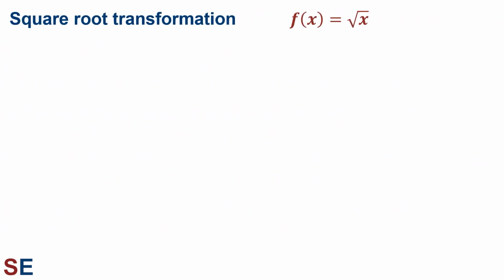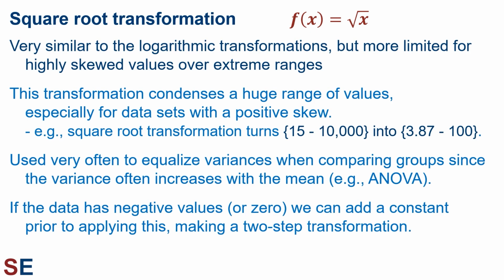The second transformation is the square root transformation, where the transformed values are just the square roots of the original data. This transformation is very similar to the logarithmic transformations, with the mathematical benefits and limits pretty much the same, so I've relisted those again here in lighter text. The main statistical difference is that the square root transformation is more limited for highly skewed values over extreme ranges. For example, the square root transformation of the range 15 to 10,000 now gets transformed into 3.87 to 100. Extremely large values are not reduced as much as they were in the logarithm example.